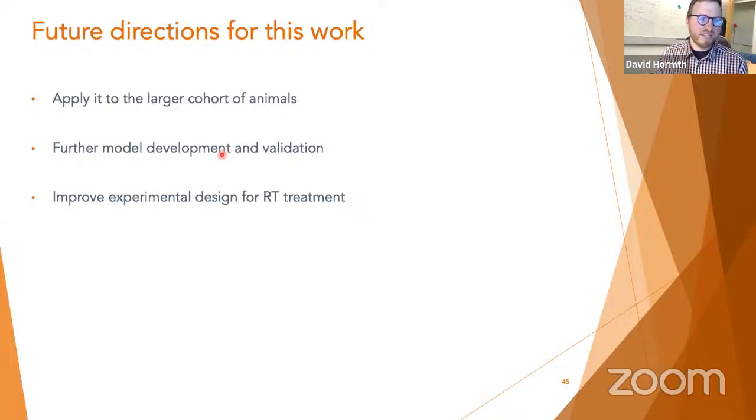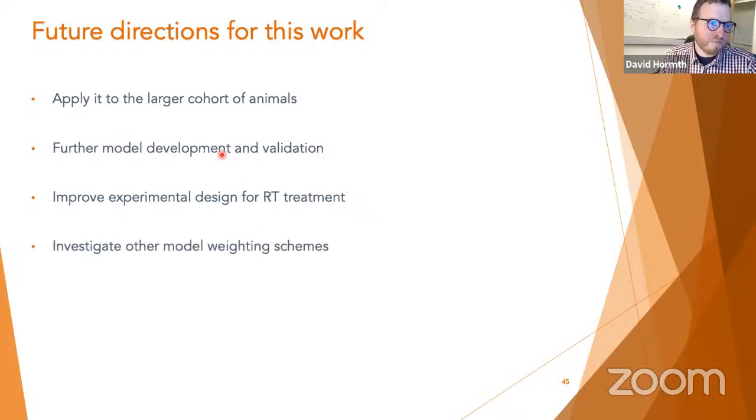The experimental design itself, I think, is challenging on the animals. So I would also like to go back and improve the experimental design of how we're giving radiation therapy and imaging them. And then finally, I might look into other model weighting schemes to develop this ensemble average. Because you saw for that one animal that the ones that had really poor predictions definitely influenced the ensemble weighted average and overestimated that tumor shape at the final time point.